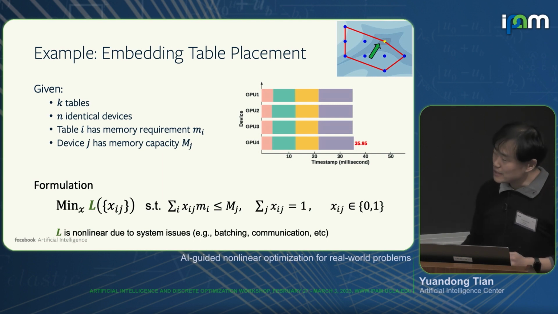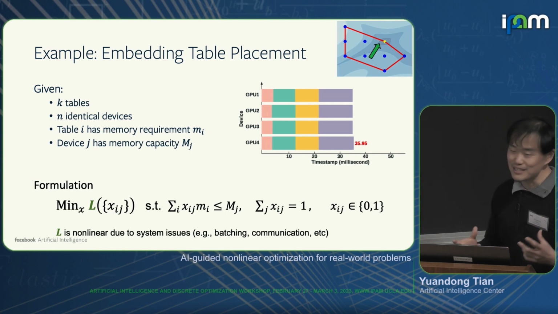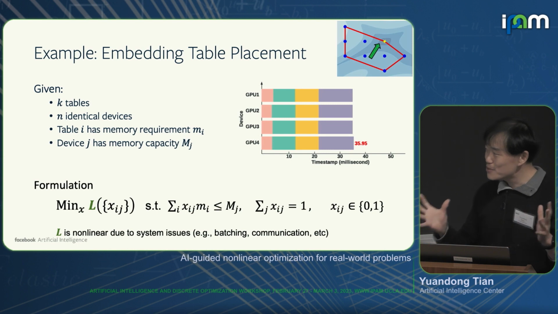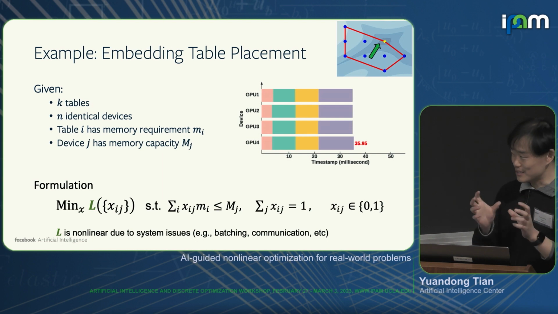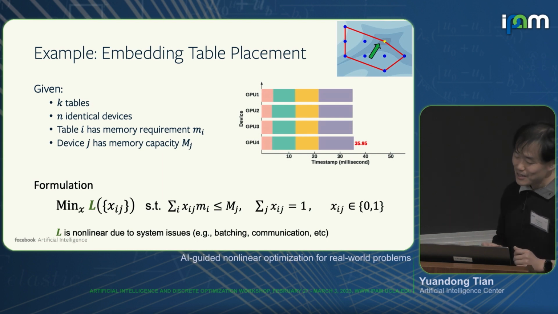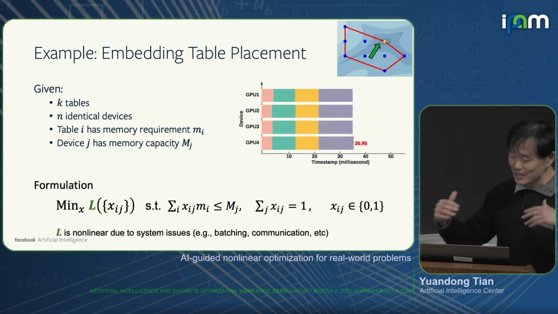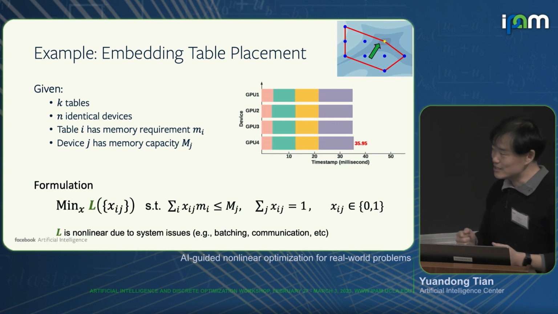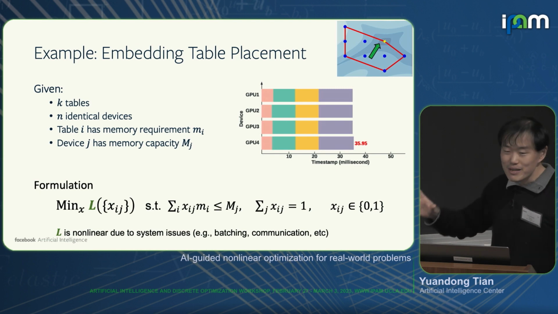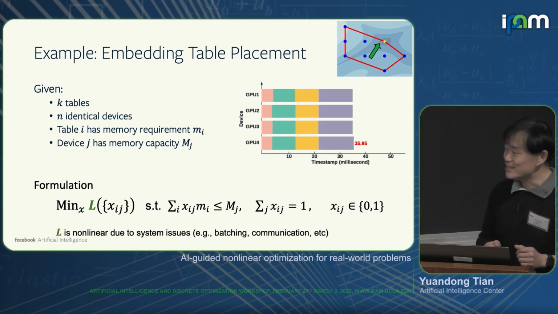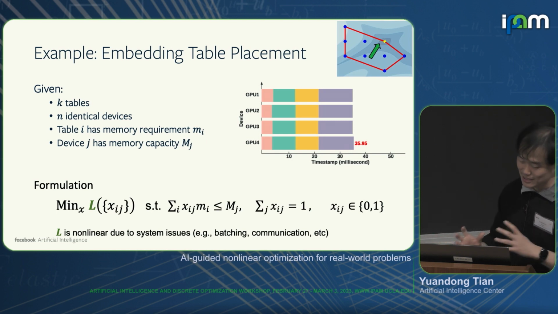Why is this function nonlinear? Because there are a lot of system issues. For example, the GPU has a weird property of batching. If you put multiple tables on the same GPU, they can execute faster. That's a nonlinear factor. If you place multiple tables on multiple GPUs, when they reduce everything, you need to pay a communication cost. This is also a nonlinear problem. Because of this nonlinearity, the entire problem is complicated, and it's not really a ready problem for the existing solvers. That's actually a big problem.